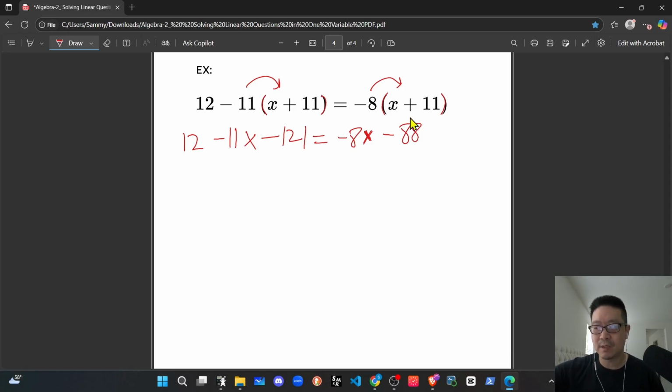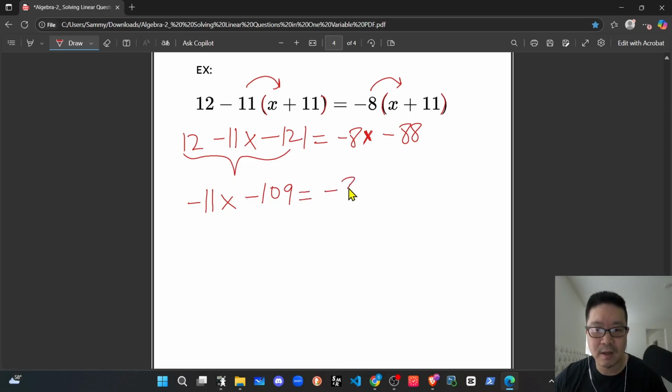And one thing you can notice, again, is we can further simplify, right? Because we have 12 and -121 on the left side. Okay, so when we simplify the left side, we get negative 11x minus 109, right? Negative 121 and positive 12 is going to be a negative 109. And the right side remains the same.